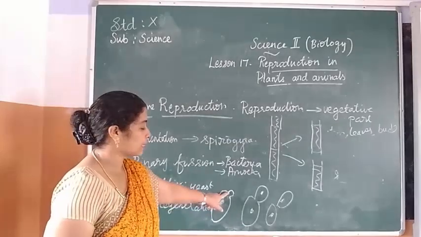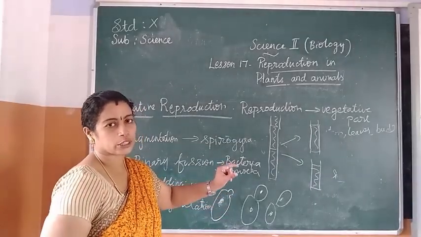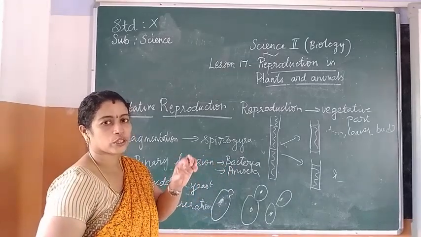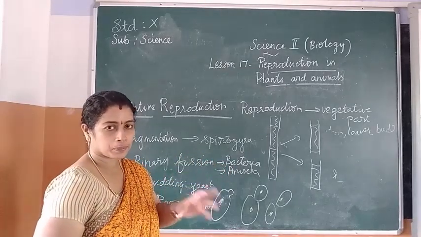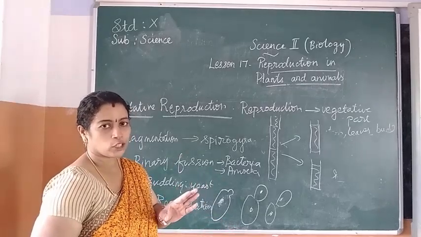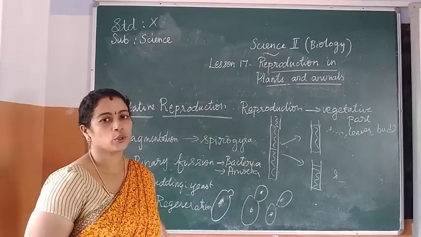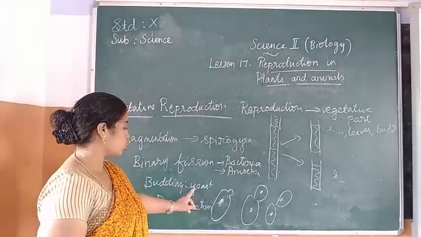Budding takes place in yeast. The buds will appear as a small projection from the parental body. It will mature while attached to the body of the mother organism. When it becomes mature, it will get separated from the parental body and it will be able to grow into a new organism. That is known as budding.